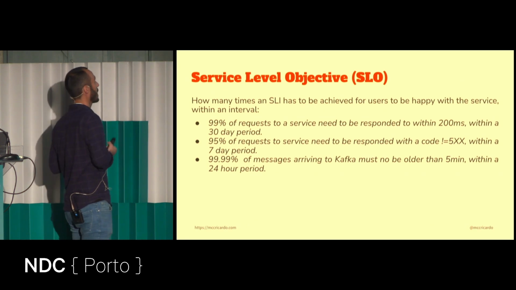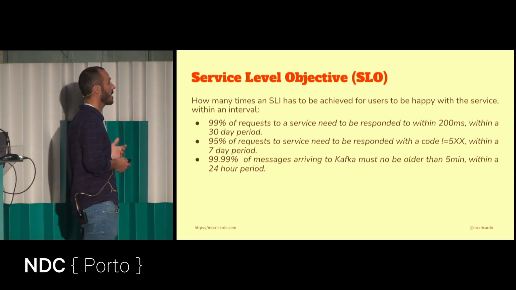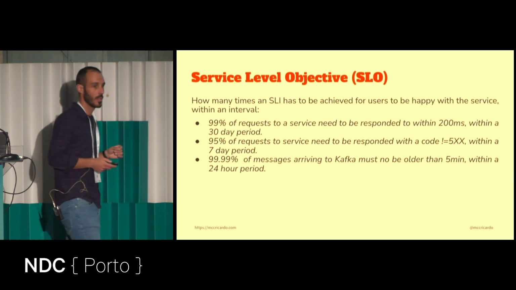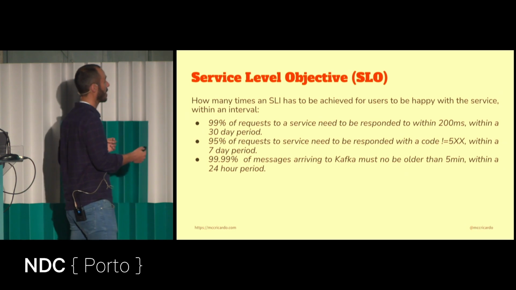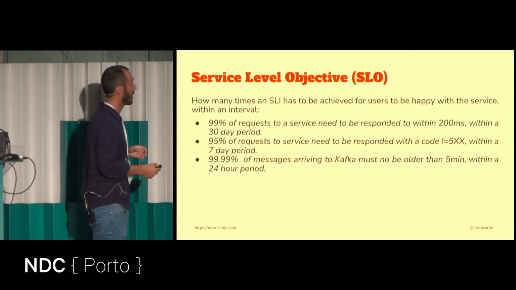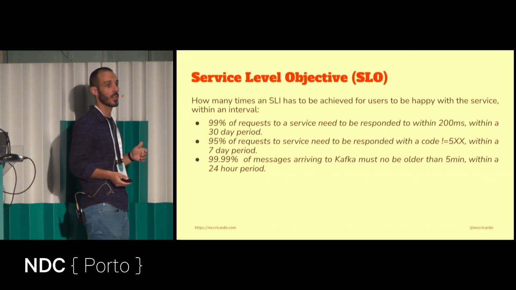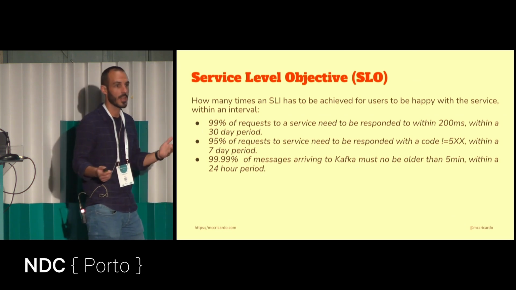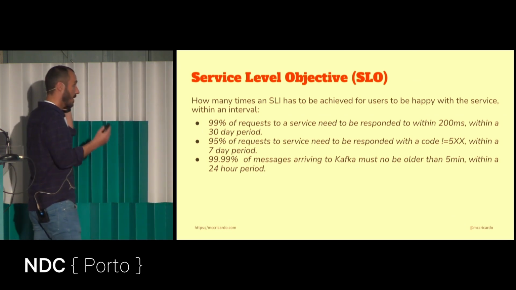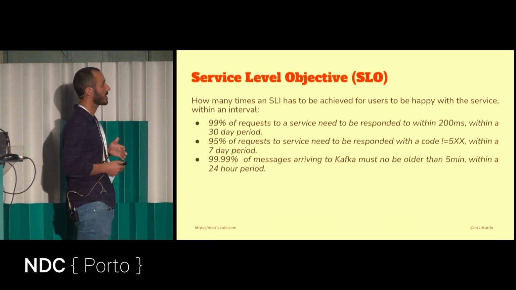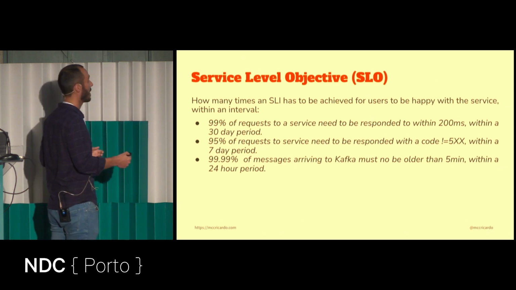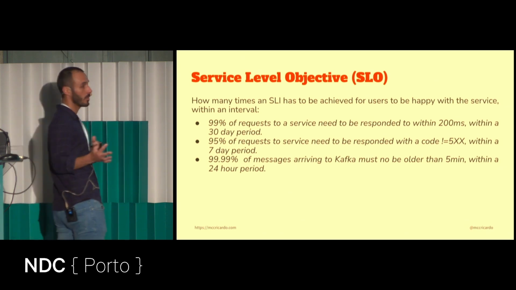One example: 99% of requests to a service need to be responded to within 200 milliseconds within a 30-day period. Basically, we are defining a threshold and a period. This is important. We need to have a time frame for evaluation, because if not, we are going to look at our whole history and it will not be very helpful. So these are two important characteristics for an SLO. We need to define a level, a target, and then the period in which that target will be evaluated.